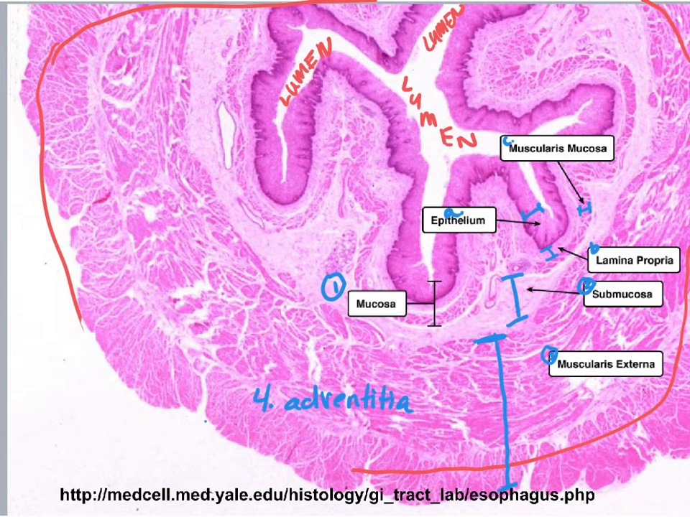Adventitia is dense irregular connective tissue. Imagine a layer here of dense irregular connective tissue surrounding that esophagus. And that adventitia helps to anchor the esophagus within the thoracic cavity, as well as keeping it upright. So that adventitia cannot be seen in this photo. But that's the histology of the esophagus.